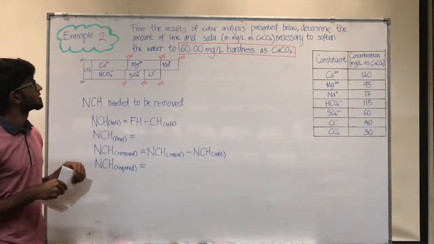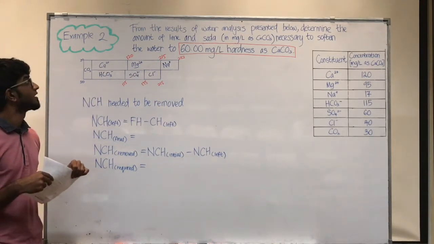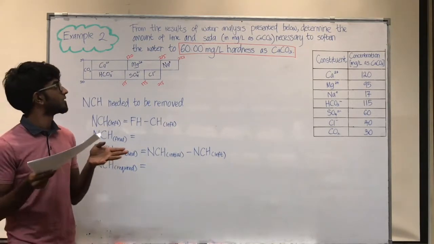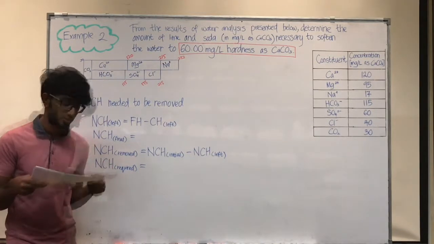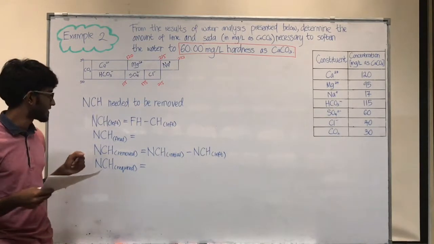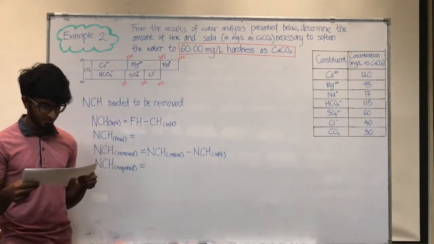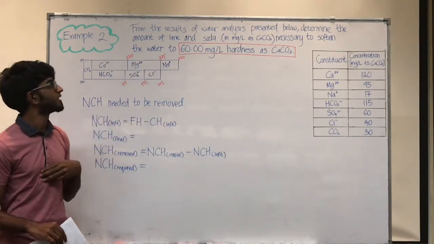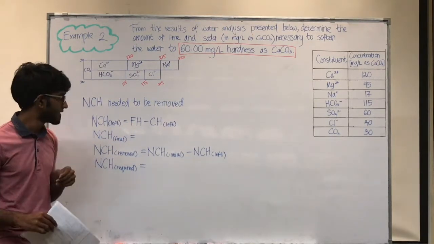Okay, moving on to the soda part of the question, where we will be finding how much soda is necessary to soften the water. To find this, we need to know how much non-carbonate hardness needs to be removed from the water. So we will find the non-carbonate hardness left, which equals the final hardness minus the carbonate hardness left due to limitations. The final hardness, as we can see from the question, is 60 milligrams per liter, and the carbonate hardness left due to limitations will be 40 milligrams per liter.